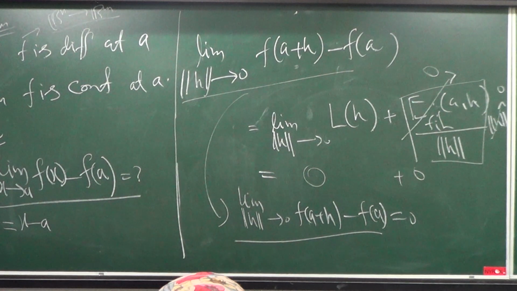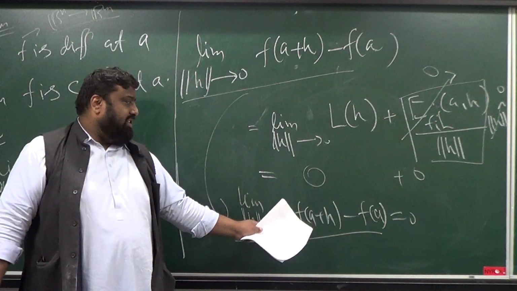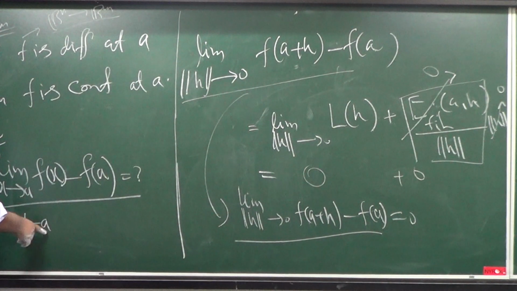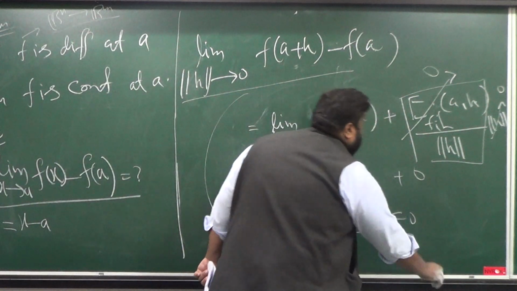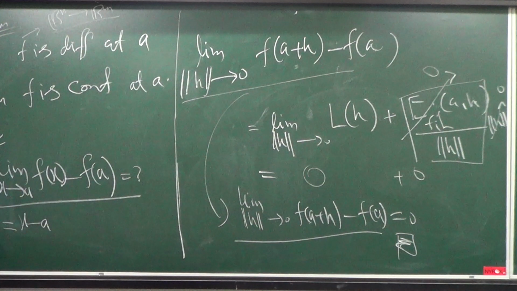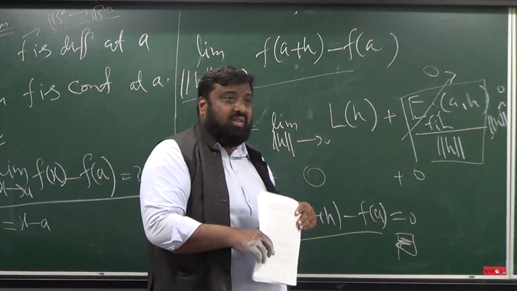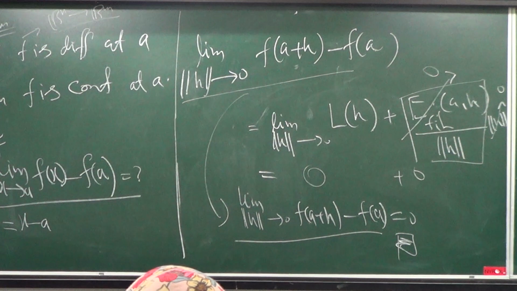So I can return back. I can say a plus h is like x, f of x minus f of a, and limit h goes to 0 means x goes to a. So this completes the proof. So if the function is differentiable, it must be continuous. Why is it continuous? Because the limit of the function is equal to the value. For scalar functions it is the same process, you're almost doing the same thing.